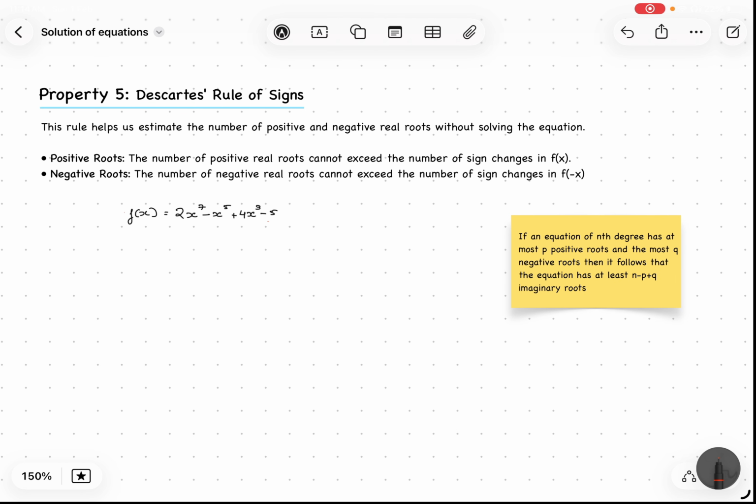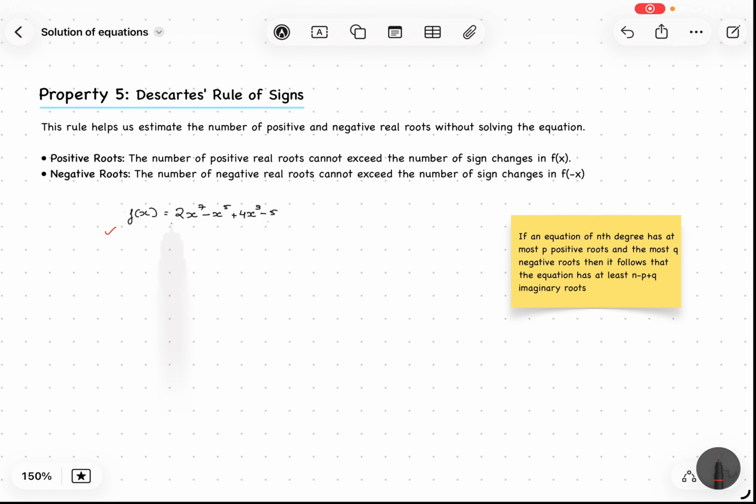Property 5, the Descartes rule of signs. This rule helps us estimate the number of positive and negative real roots without solving the equation. What does this mean? The equation f of x equals 0 cannot have more positive roots than the changes of sign in f of x, and more negative roots than the changes of sign in f of minus x. Let's understand by taking this example.